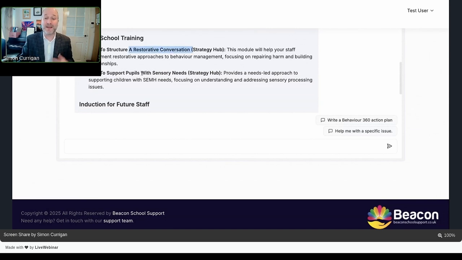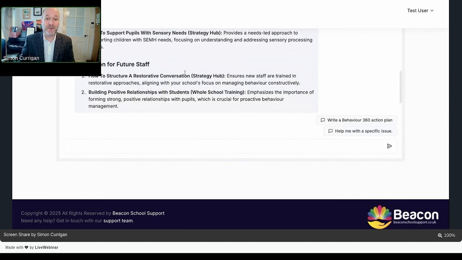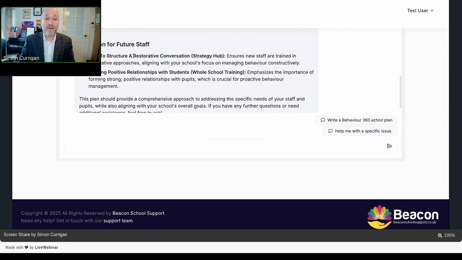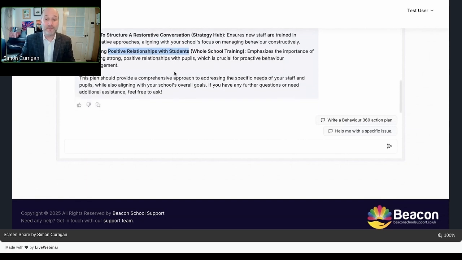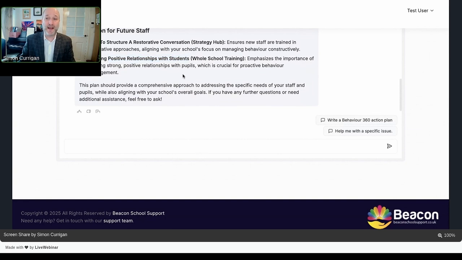And we asked it to take a more needs-led approach, so it's advising us to look at supporting children with sensory needs. And future staff here, we've got how to structure a restorative conversation for future staff and building positive relationships with students. It tells us not only what the unit is, but where to find it. So what are we going to do with that information?